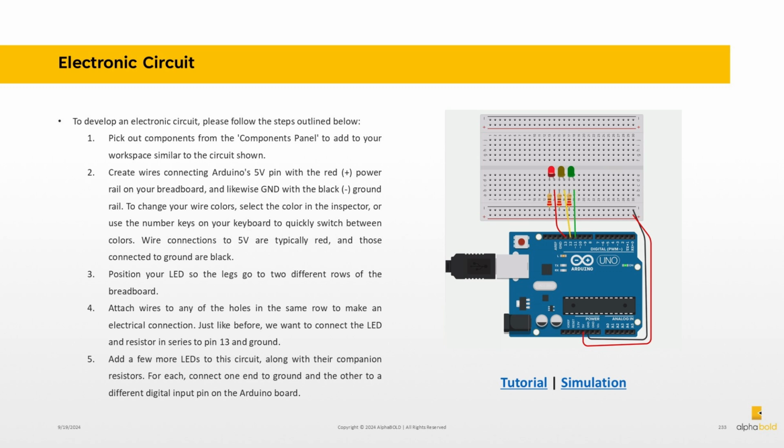Position your LED so the legs go to 2 different rows of the breadboard. Attach wires to any of the holes in the same row to make an electrical connection. Just like before, we want to connect the LED and resistor in series to pin 13 and ground. Add a few more LEDs to this circuit, along with their companion resistors. For each, connect one end to ground and the other to a different digital input pin on the Arduino board.